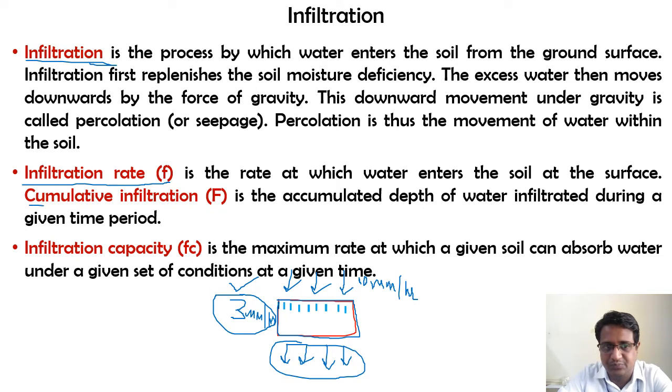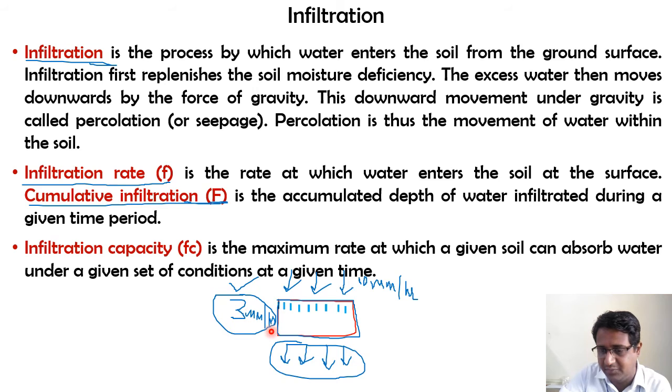Next, we have something called cumulative infiltration. We indicate this with a capital F. It is the accumulated depth of water infiltrated during a given period of time. So what do I mean by this? Infiltration rate, you can check out, I am expressing in terms of intensity, that is depth per time.